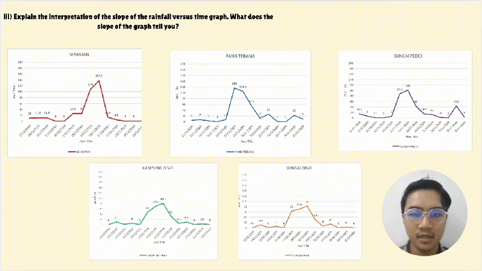For example, we can see from the Sematan graph, the positive slope from 17 December to 20 December. From Pantebang, we can see a negative slope from 18 December to 21 December. And for Sungai Pedit, we can see a zero slope from 21 December to 23 December.